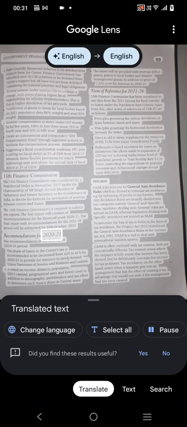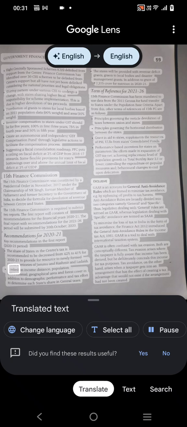Recommendations for 2020-21: key recommendations in the first report, 2020-21 period. The share of states in the center's tax is recommended to be decreased from 42% to 41% for 2020-21 to provide for resources to the newly formed union territories of Jammu and Kashmir and Ladakh.